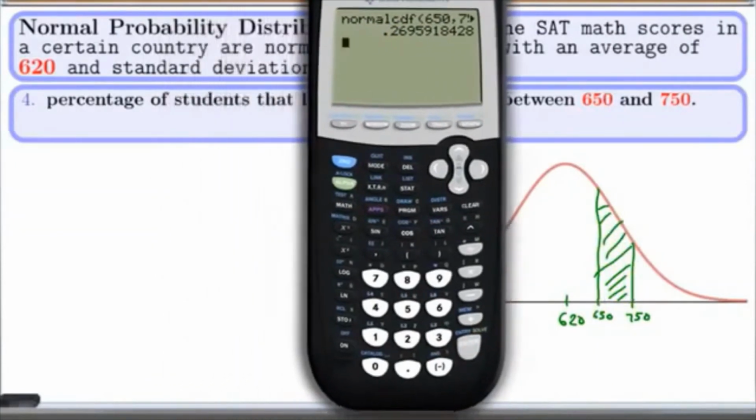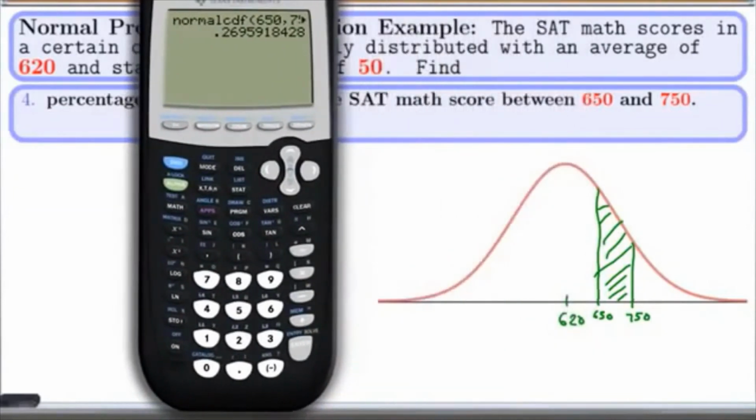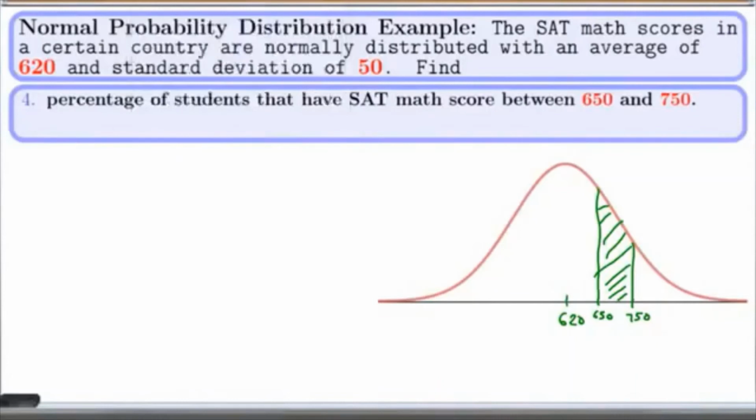The question is asking us to find the percentage of students that have SAT math score between 650 and 750. For that, all we need to do is multiply this number by 100. We get 26.96%. Let me put that down here. So that's the percentage of students that have SAT math score between 650 and 750: 26.96%.